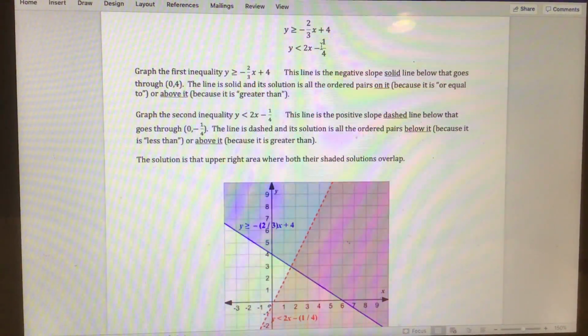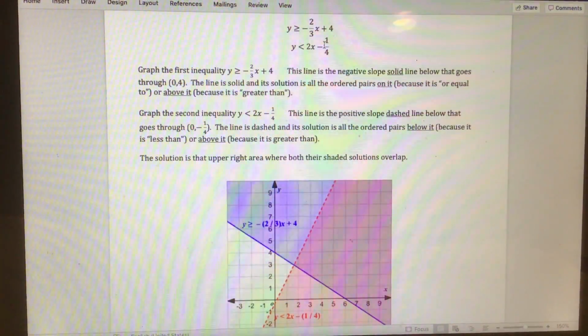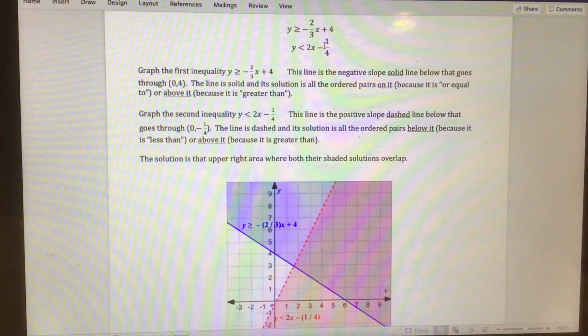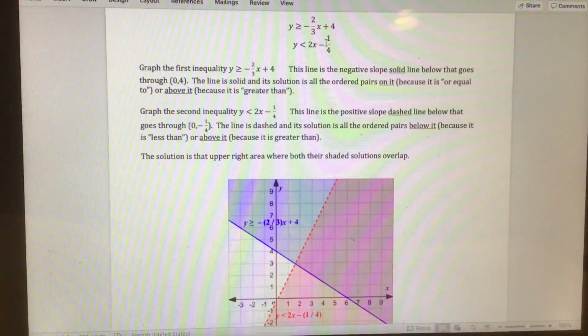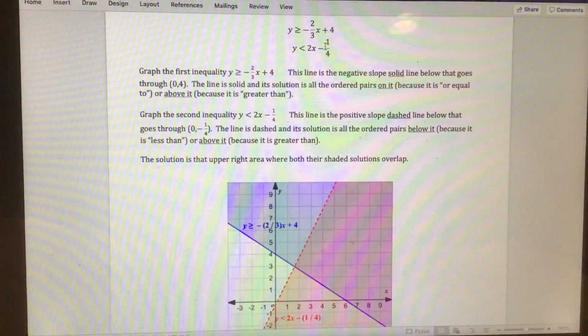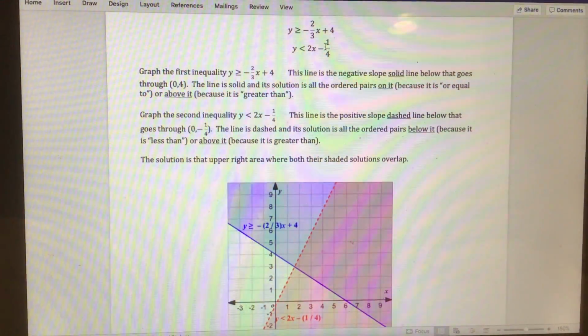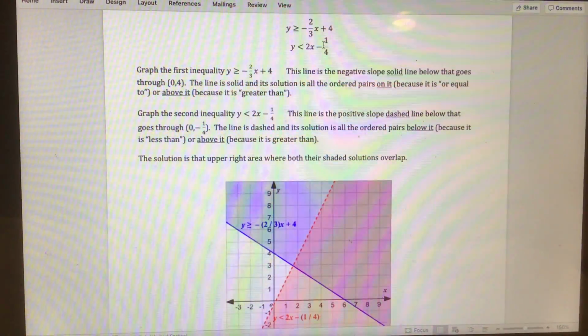So we have linear equations, but instead of an equal sign, they have an inequality. We're going to graph them the same. This is the example that's on your Chapter 6 handout, and I'm just going to walk you through it. We're going to look at this first inequality: y is greater than or equal to negative 2/3 x plus 4. We're going to graph that.